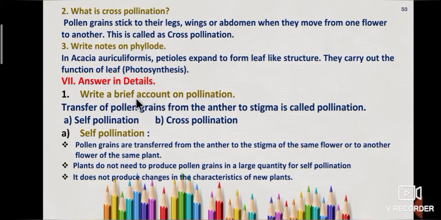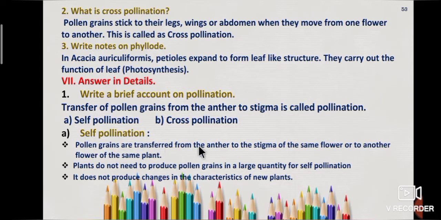First question, write a brief account on pollination. Transfer of pollen grains from the anther to the stigma is called pollination. First one, self-pollination. Second one, cross-pollination. First we will see self-pollination.